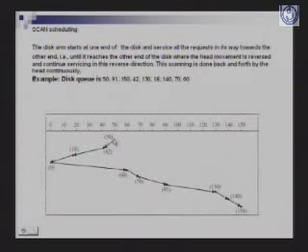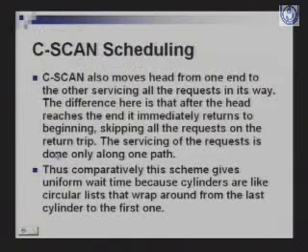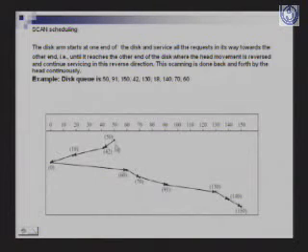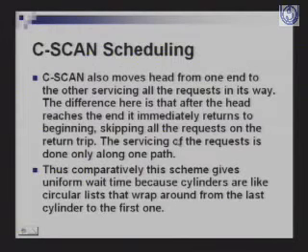Suppose in scan scheduling it is moving to the right, all the requests on the right are fulfilled. In C-scan, it won't satisfy requests while it is coming back. That is the only difference between scan scheduling and C-scan scheduling. When it moves to the extreme right, it leaves the remaining jobs there, comes to the extreme left, and then processes the requests again. So this is called the C-scan scheduling policy.